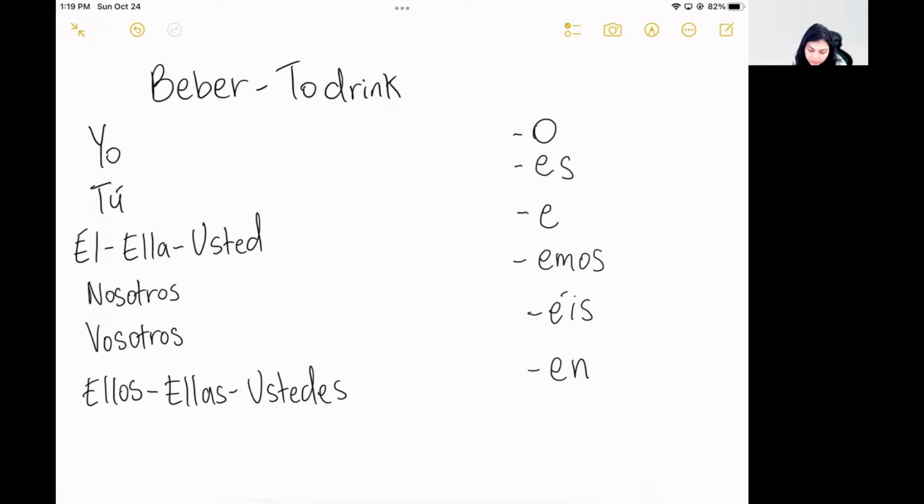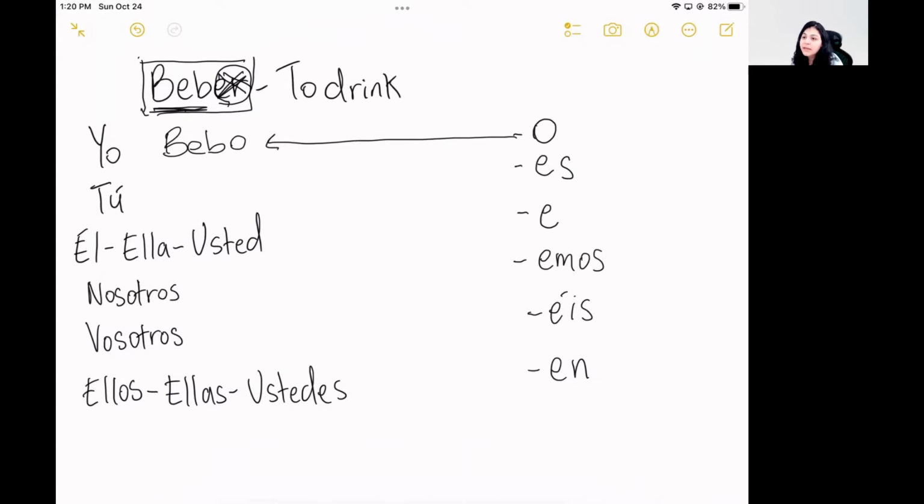So what we're going to do is take our verb, beber, and take away the ER, and keep the root of the verb, which is B-E-B, beb. Then we're going to write down beb, and bring our ending over. I'm going to be underlining where the emphasis is in the word, okay?